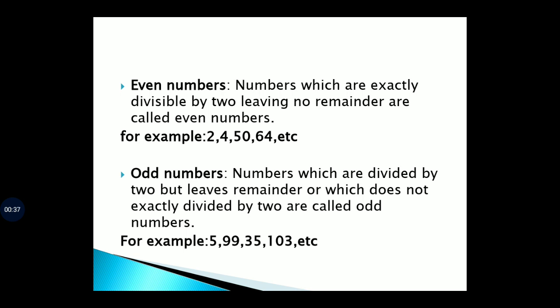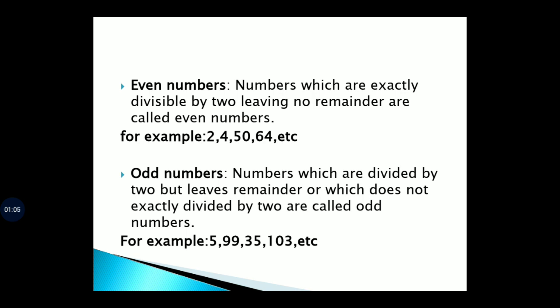First one, even numbers. What actually are even numbers? Numbers which are exactly divisible by 2, leaving no remainder, are called even numbers. As you can see, when a number is divided by 2, the remainder should be 0. Then such a number is called an even number. For example, 2, 4, 50, 64, etc.